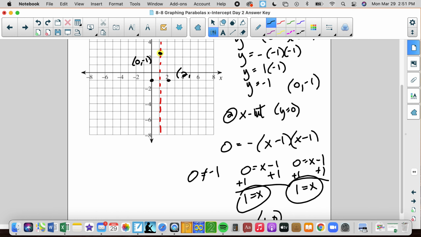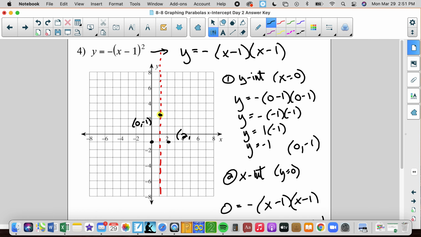0, -1, and clearly that can't be it. Then I had 1, 0, so 1, 0 is going to be right there. 1, 0. Here's the mirror point. So 0, -1, 1, comma 0, and this is going to be 2, comma -1 as its mirror point of the y-intercept. There's my axis of symmetry.